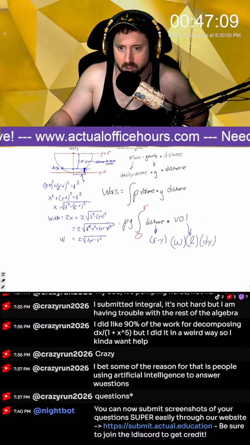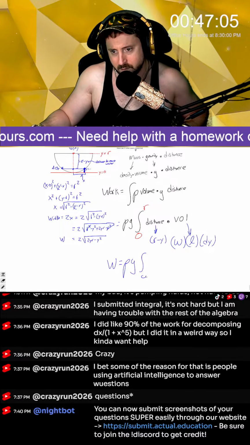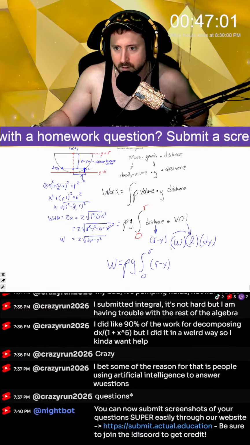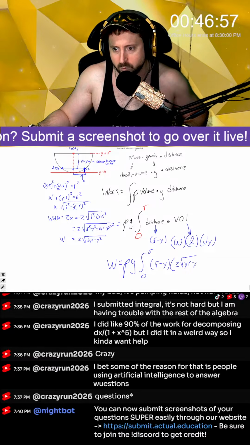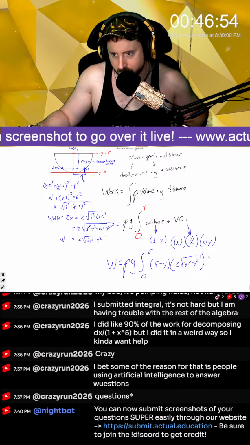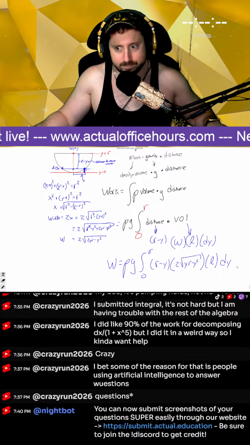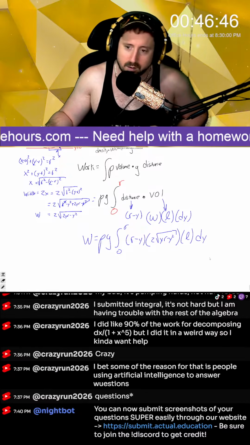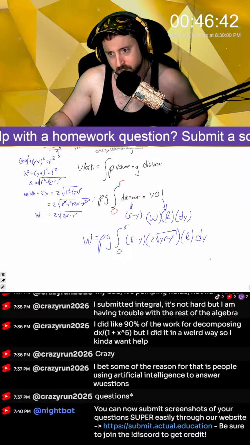Okay, cool. So now we can write our integral. Work equals rho g, integral from 0 to r. Distance is now r minus y. Width was 2 square root of yr minus y squared, times length, which is given, and then dy. That's it. That's the whole answer. It's kind of an ugly integral to do.